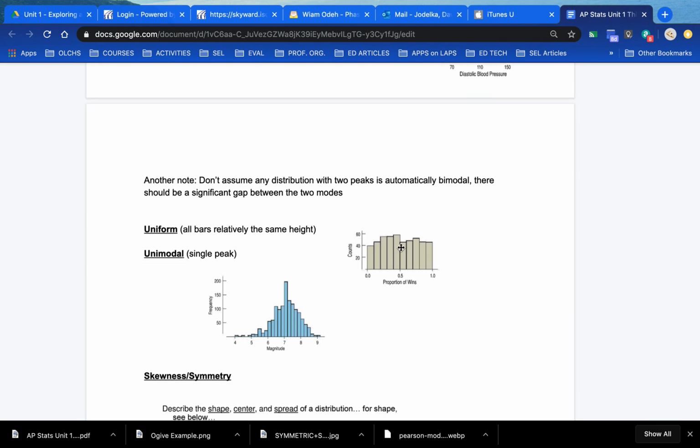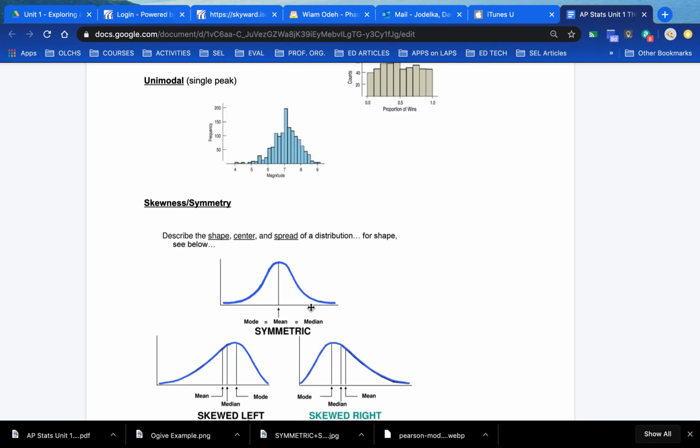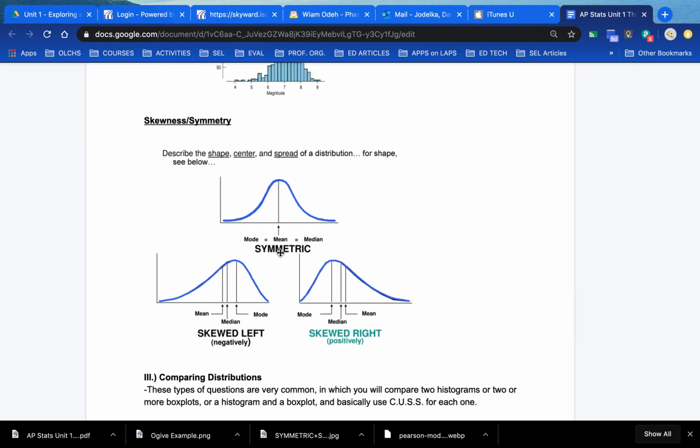Uniform is when you're all about the same height. Unimodal is when you have a single peak. Now, not every unimodal thing is normal, so I don't say this is normal, say it is unimodal. To be more normal would be if you're unimodal and symmetric. So here you can see symmetric is when you're basically the same to the left and right of what would be the mean or median, which tend to be the same.